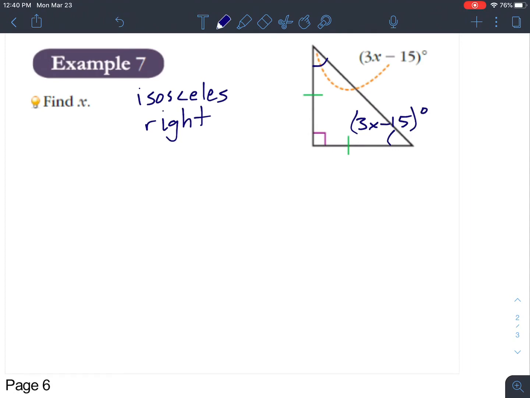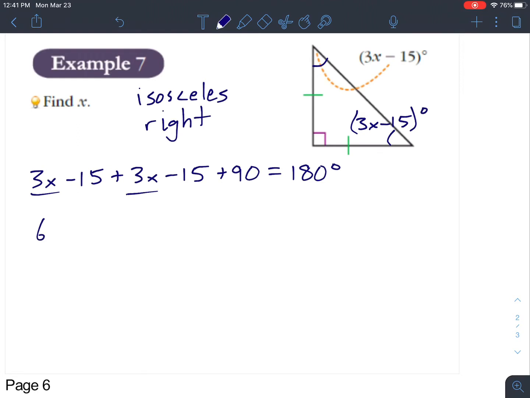And then we can add all of these together and set it equal to 180. So we've got 3x minus 15 plus 3x minus 15 plus 90 is going to be equal to 180 degrees. Now, I can solve it this way. When I'm done, I'm going to actually show you a shortcut that would have gotten us the answer in a faster way. So let's combine our like terms first.